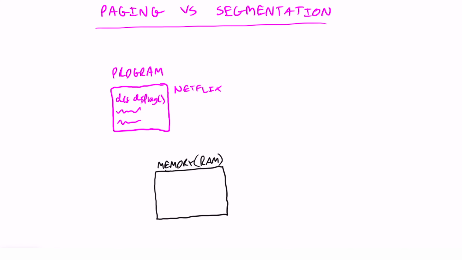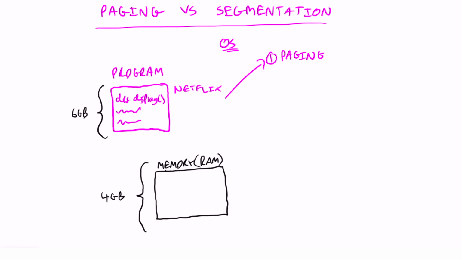But what happens if your program is larger in size than your available memory on your computer? Well, this is where the operating system comes into play. The operating system is going to split up your program so it's more manageable, and it's going to do that in either two ways. One is paging, and the other, as you can guess, is segmentation.